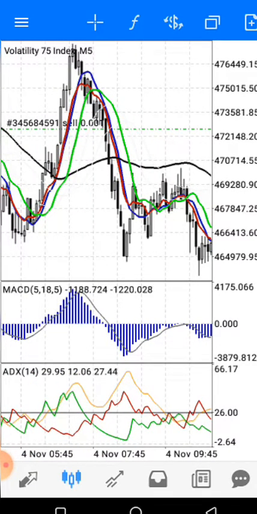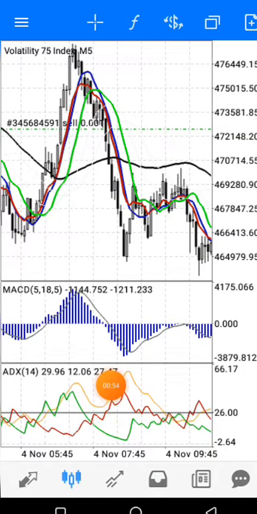So you see, I took this trade here. This is where I entered the trade because all the confirmations are met here. The moving average crosses down here. Then the MACD is facing down here, it's below the zero level and facing down. Then the red ADX is above the green and is above the 26 level.